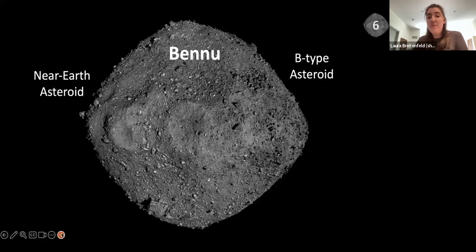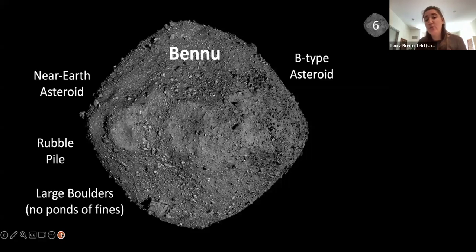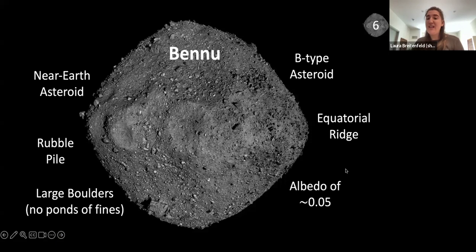So this asteroid is a near-Earth asteroid. It is a B-type asteroid. It is a rubble pile. You can see that there are some really large boulders on the surface of it and no ponds of fine materials. So this made it a lot more difficult to sample the surface of this asteroid. It has an equatorial ridge, which we can see here, and it has a really low albedo.